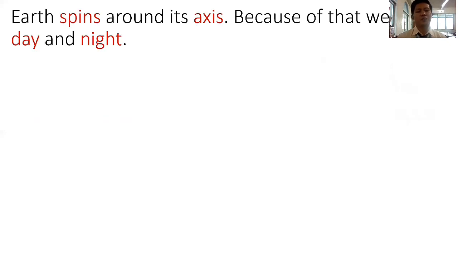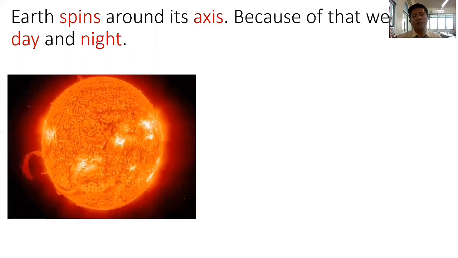Let's continue. Repeat after me. Earth spins around its axis. Repeat after me. Axis. Because of that, we have day and night. So it means to say, spins means the earth is moving. The earth is moving or spins around its axis. That's why we have day and night.